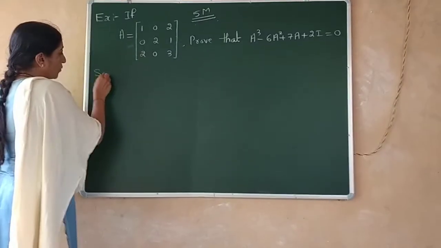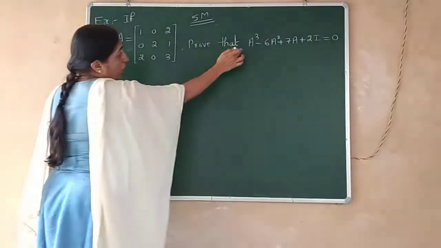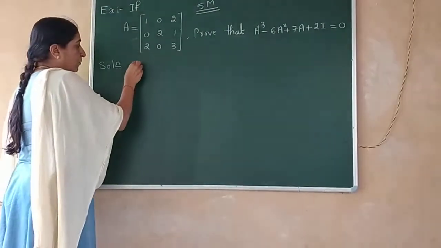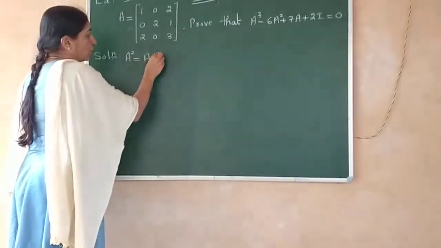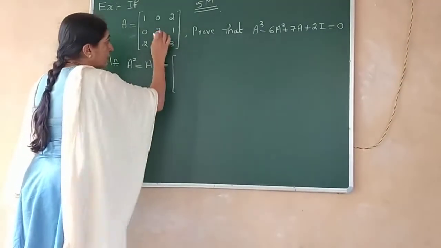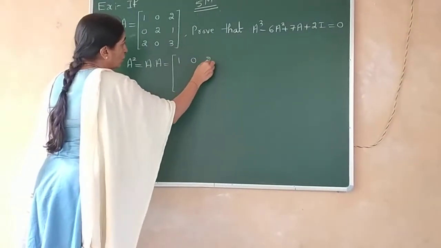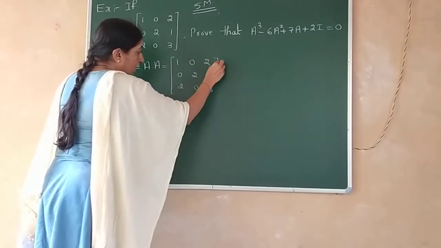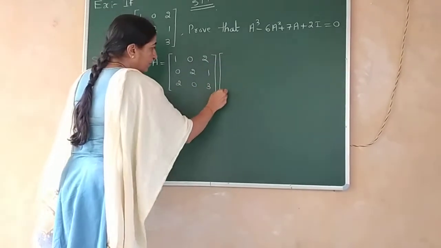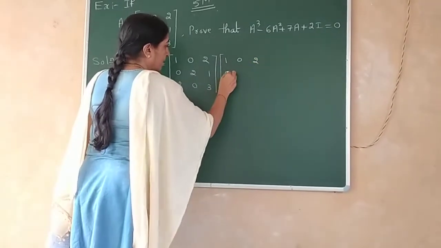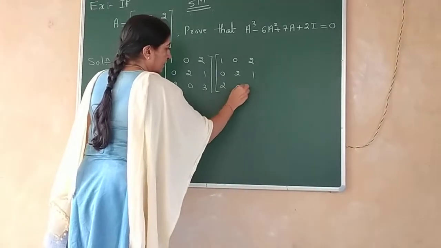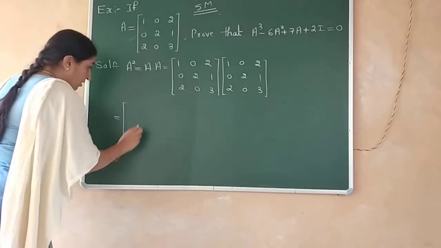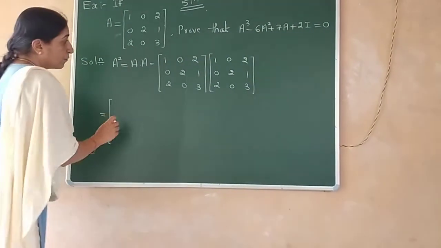So in that, first what are you doing? We don't know how to find a cube directly, but we are familiar with finding a square. First calculate A square. A square is A into A. So that means we have to write the matrix 2 times: 1, 0, 2, 0, 2, 1, 2, 0, 3. Write the same matrix once again. And you are familiar with multiplication, so go for multiplication, row with column, corresponding elements.